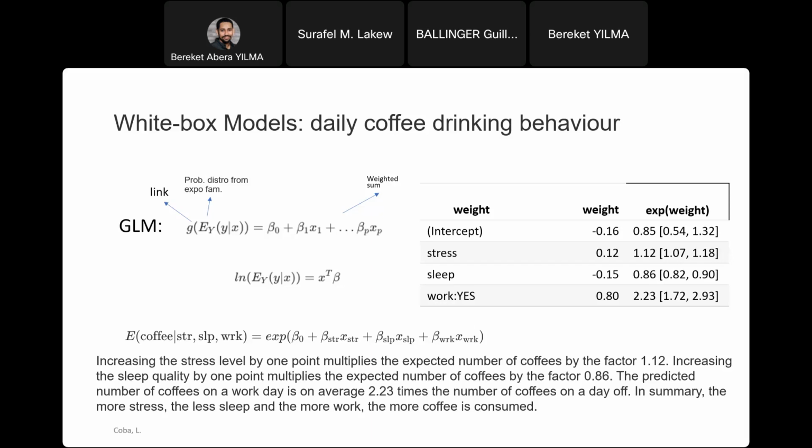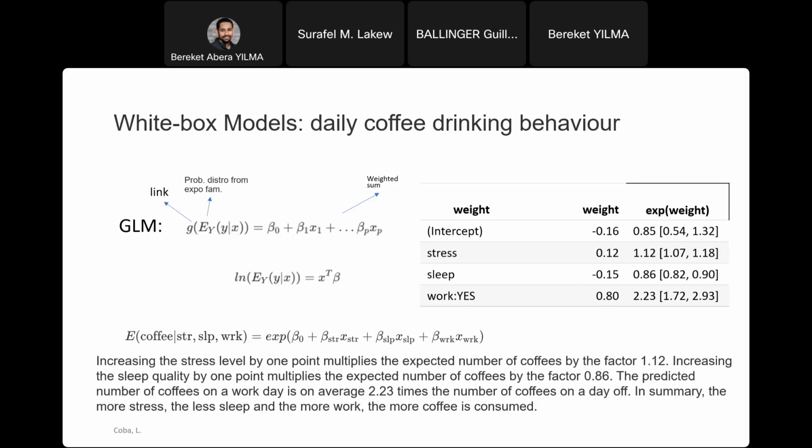Which means the explanation in this case is that an increase, for instance, in the stress level by 1 point is going to have a multiplicative effect on the expected number of coffees that one is going to drink. And this multiplicative effect is given by the parameter that is learned here. So here, yes, you don't see the laser. So it's going to be this factor. And the same explanation goes for sleep and for work.